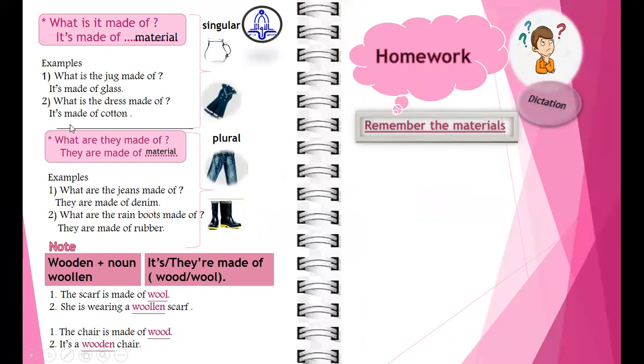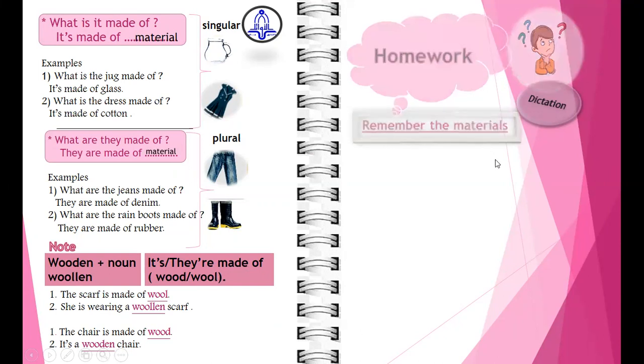What is it made of? What are they made of? And the difference between wooden, woolen, wood and wool. So your homework is just to study the spelling. You must memorize the spelling of the materials. Remember the materials.